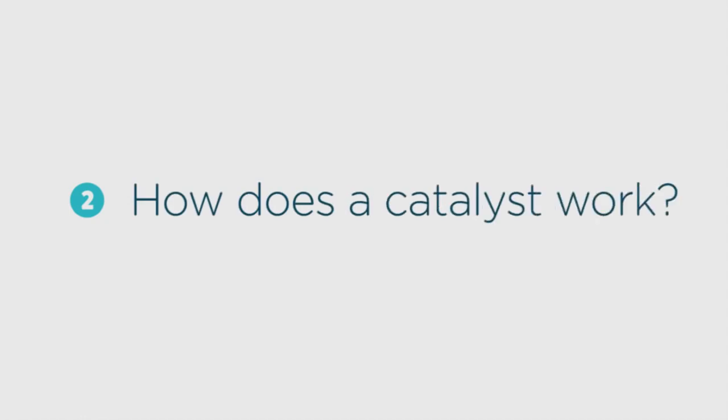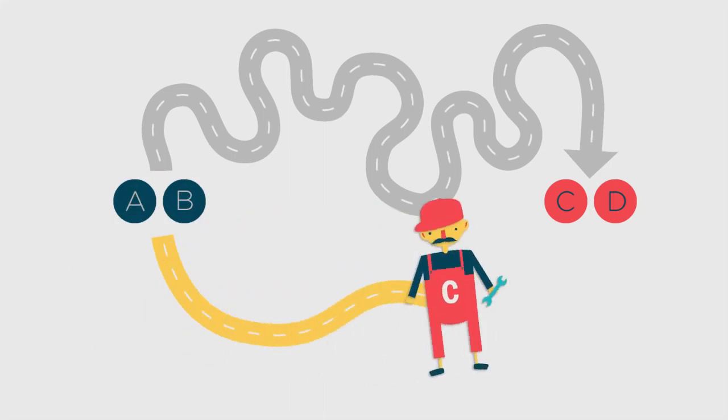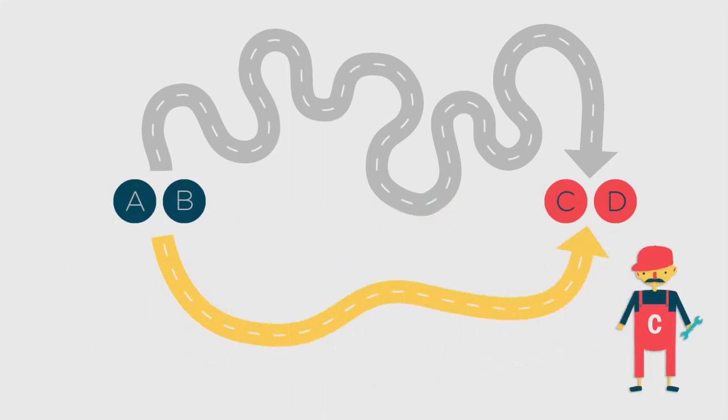So, how does a catalyst work? A catalyst works by providing an alternative pathway for the reaction to occur. This alternative pathway has a lower activation energy than the pathway without the catalyst.